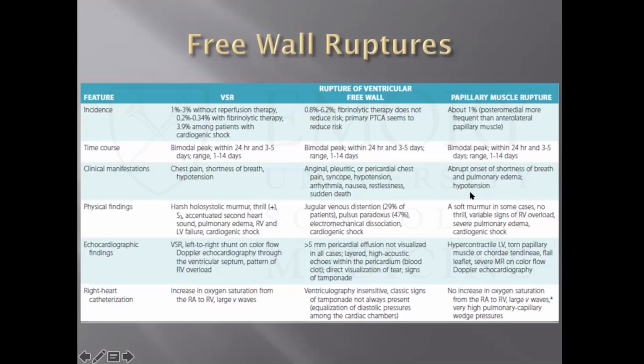Papillary muscle may be much more profound pulmonary edema. Many of these patients may have new murmurs, specifically in VSD or MR, but the absence of it doesn't necessarily exclude it. And the key thing is just having a level of suspicion.